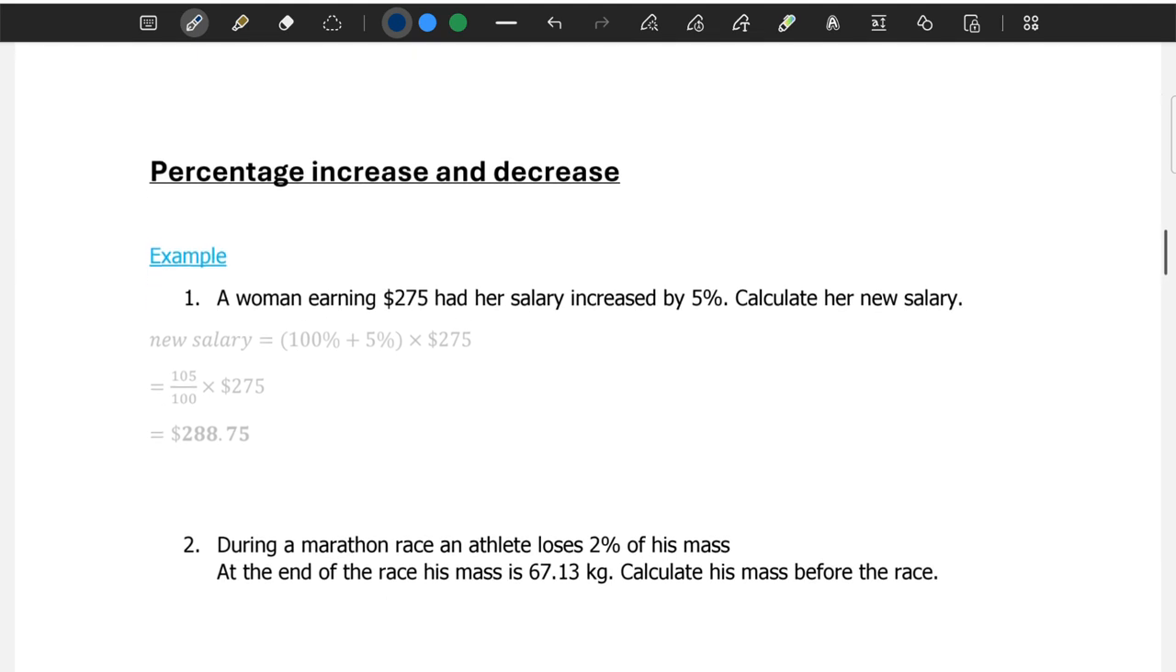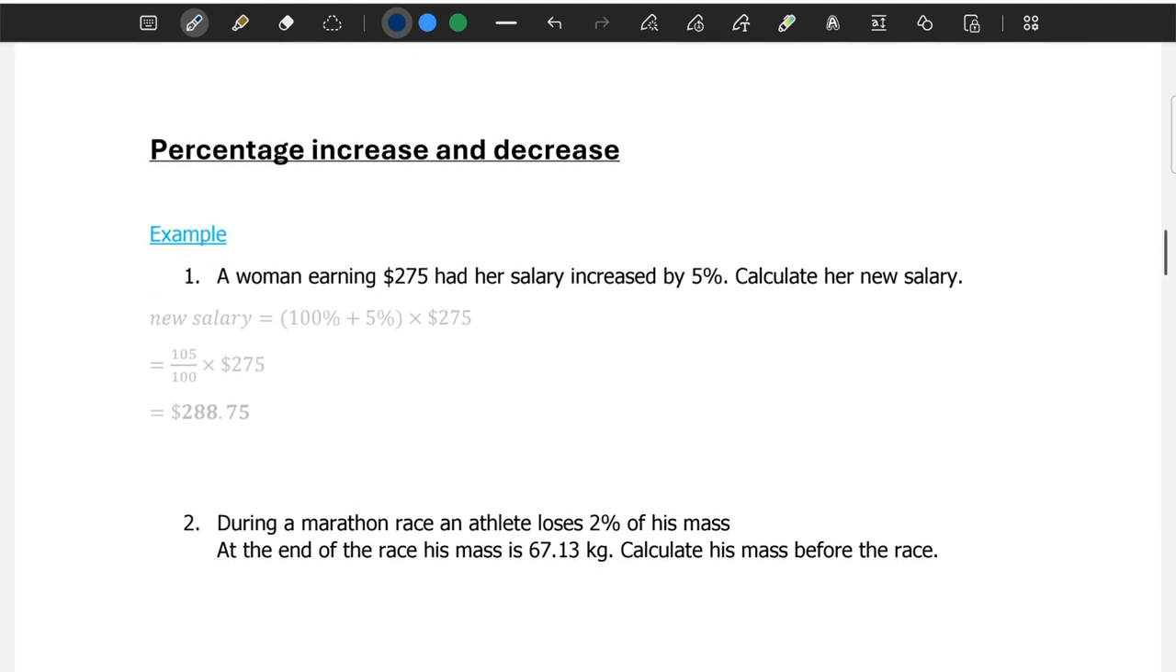So the next part of the worksheet is talking about percentage increase and decrease. We had dealt a little bit with that in the video on ratios, but this is also an additional part. It says a woman earning $275 had her salary increased by 5%. Calculate her new salary, right?